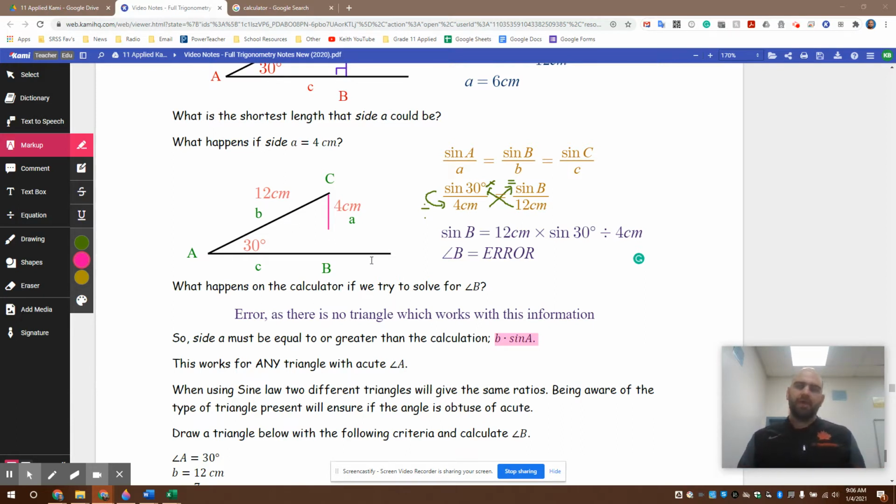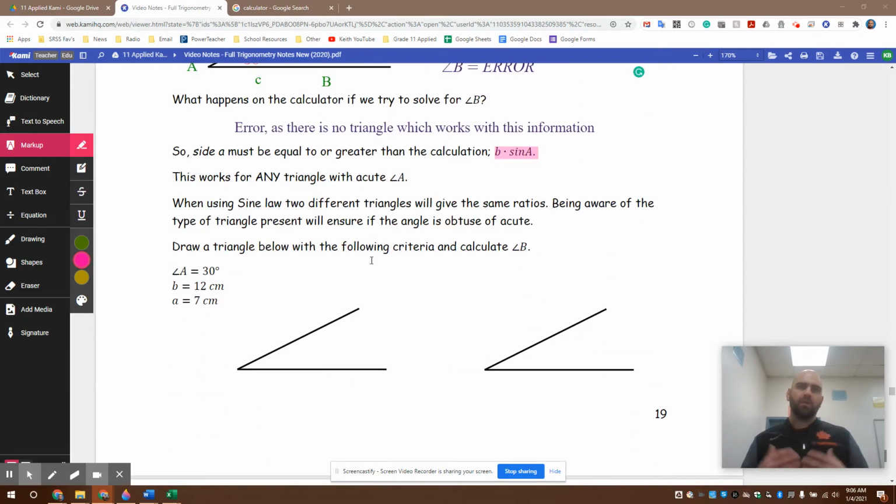Now, we're going to have another case where we can use sine law, where we can get two different triangles using the exact same information. Actually, we'll use sine law to get some answers, but the basis is not in sine law. The basis is that we can get two different triangles that have the same side lengths and angles, but are actually different triangles. And how we get that is exactly as follows. Let's draw a triangle with our following criteria, and we're going to actually draw two of them, and I'll show you why we draw two of them.